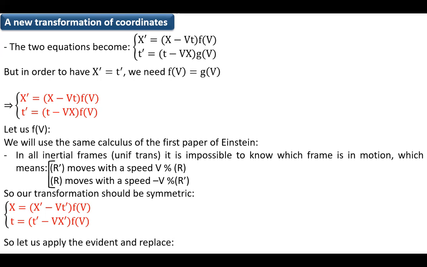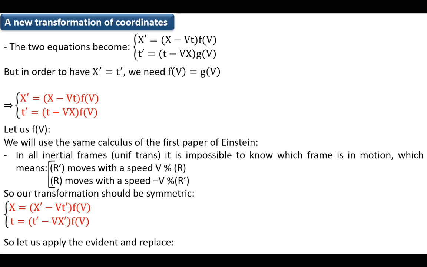To find it, we will use exactly the same calculation as it appears in the first paper of Einstein, when he published his theory of special relativity in 1905. This first paper contains the calculation of how we find this function f. Before calculating this function f of v, we need to define some parameters.